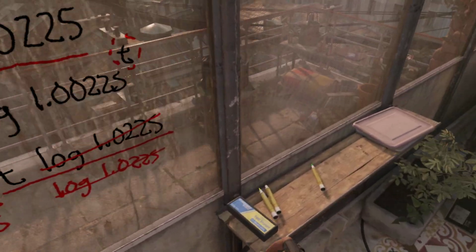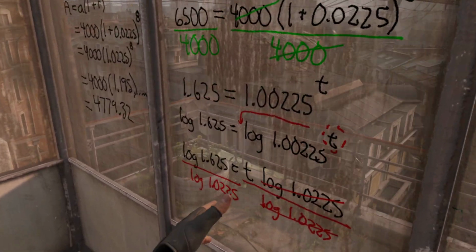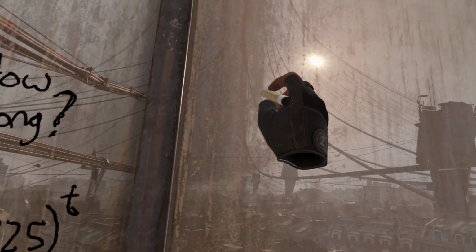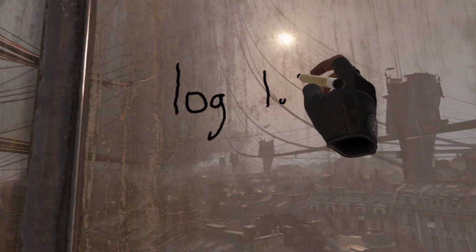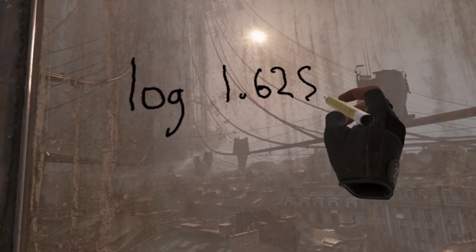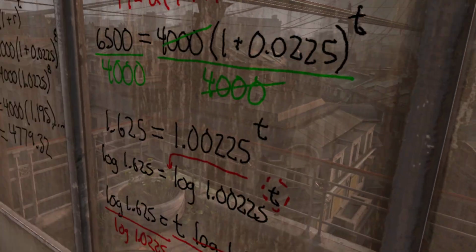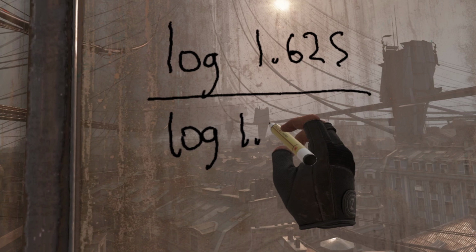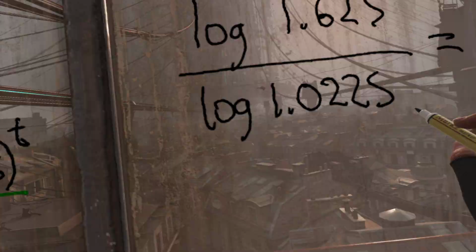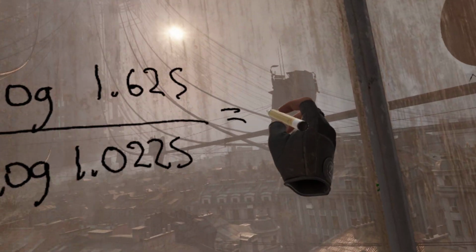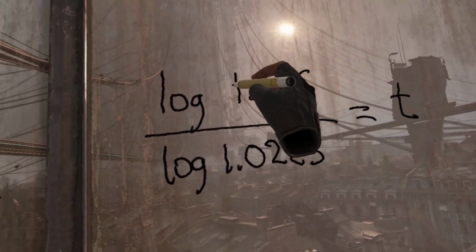So I'm left with, let's just see what we're left with. I'm going to come up here now. So you can see the only thing that's left is we have log base 10, 1.625 divided by log base 10, 1.00225. And all that's left on the other side here, after we cancel, was a t. So now I can solve for t. I just need to figure out what that is.